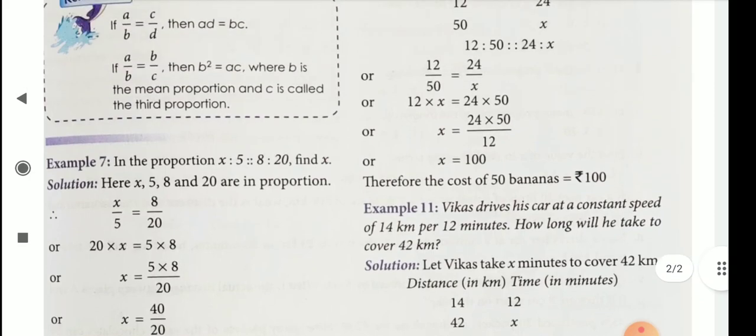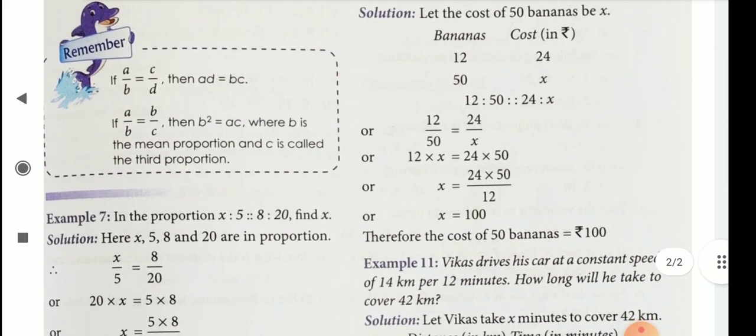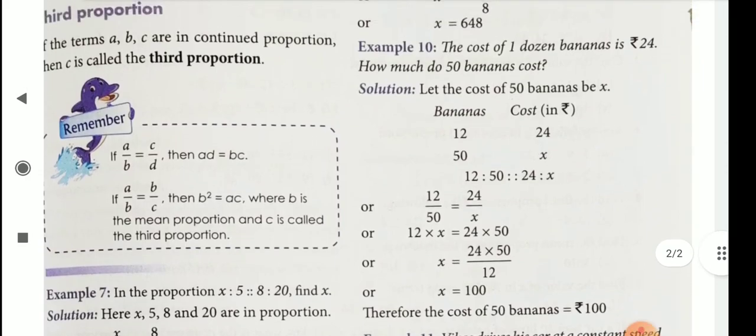So, children, these examples are very important and these rules are also important. First of all, practice which terms are known as mean proportion, which is known as continued proportion, which is known as third proportion, and also practice examples 7, 8, 9, 10 and 11. Okay, so this is your homework, children. First you practice these examples and learn the formula.